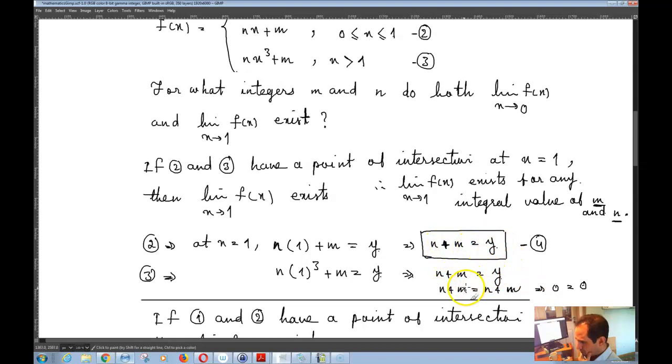So then what that means is that n plus m is equal to n plus m. Then you can cancel out n's and m's from both sides of this equation, and you will get 0 is equal to 0. That means that there is no condition on n and m, something like that.